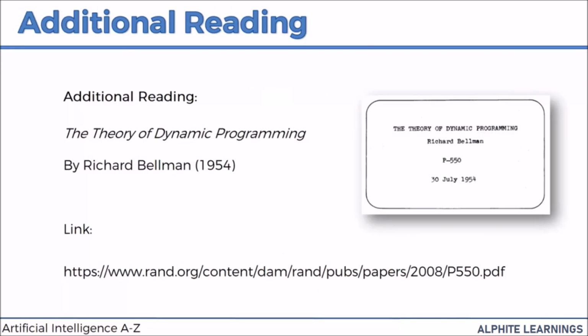I have an additional reading about the Bellman equation. There is an article called The Theory of Dynamic Programming, written by Richard Bellman in 1984, and I have attached the link. If you want more knowledge about the Bellman equation, you can navigate to the link and find it. The rest of the part will continue in the next video. Thank you.